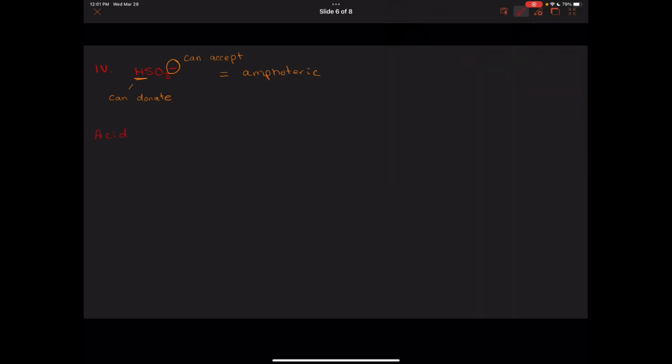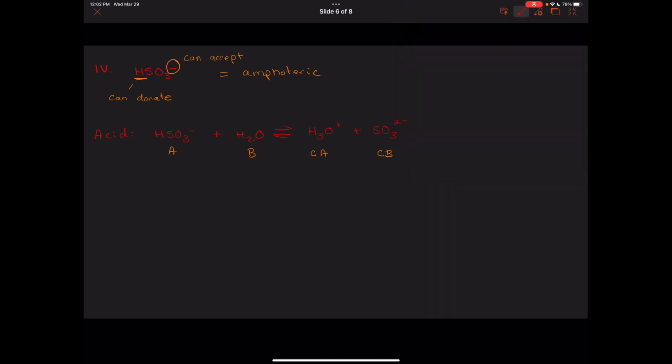So if I write the scenario in which this is an acid, as an acid, it will donate hydrogens to water, giving me hydronium and SO3 2 minus. So again, I lose a hydrogen, I lose a charge. In this scenario, my HSO3 minus is an acid, the water is a base, the hydronium is the conjugate acid of water, the SO3 2 minus is the conjugate base of that sulfite.